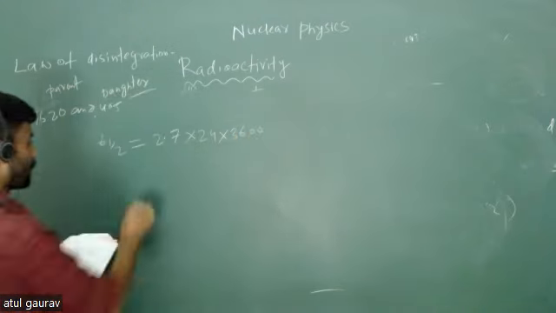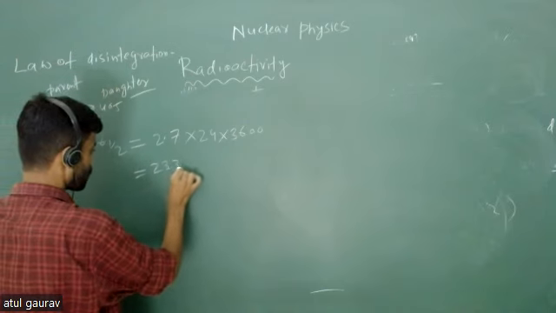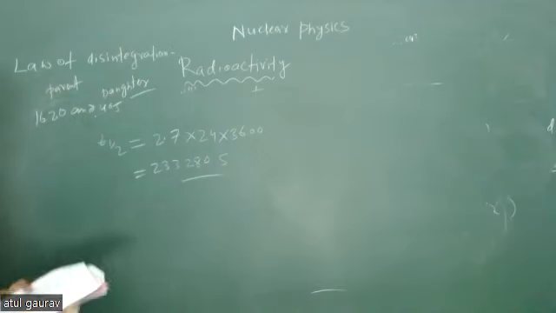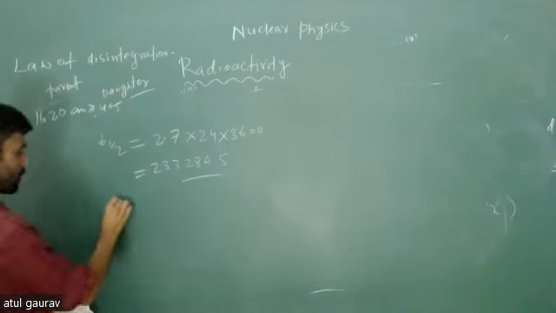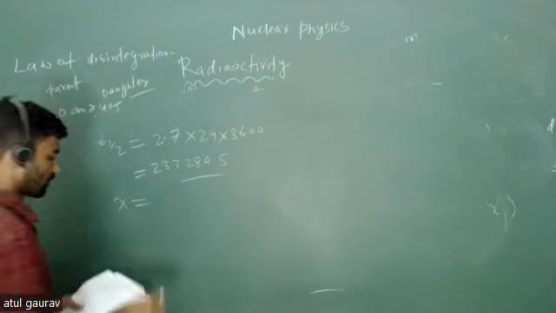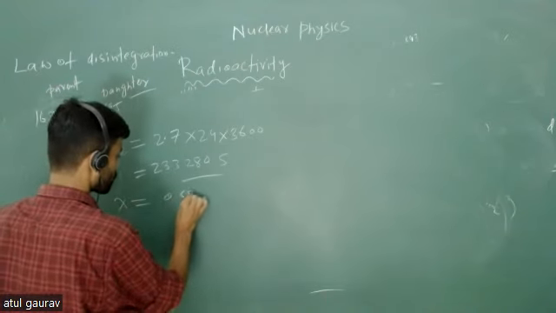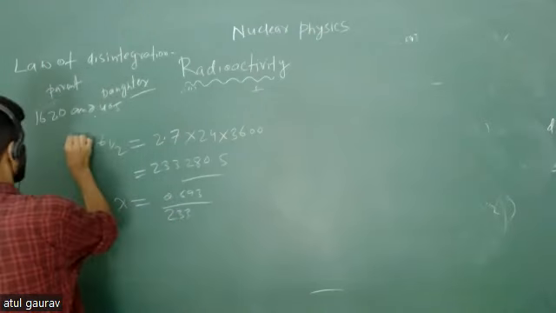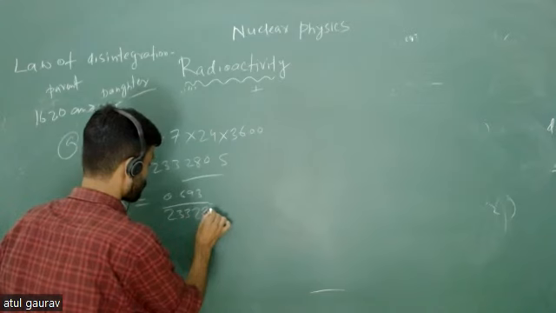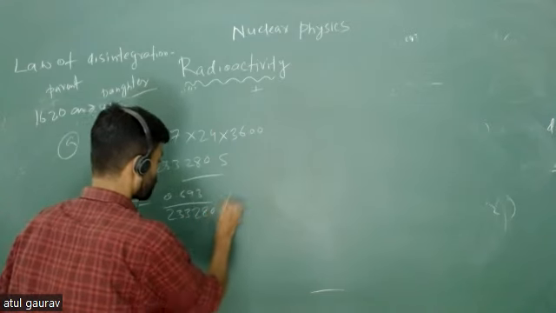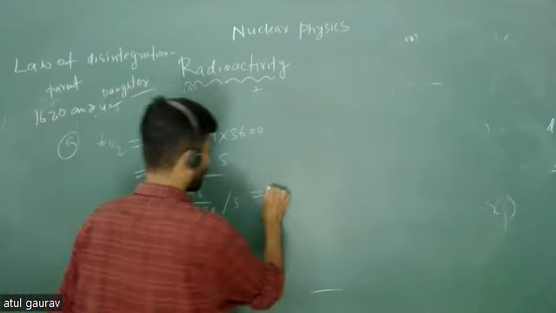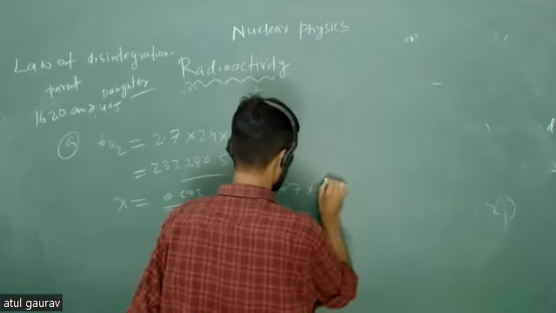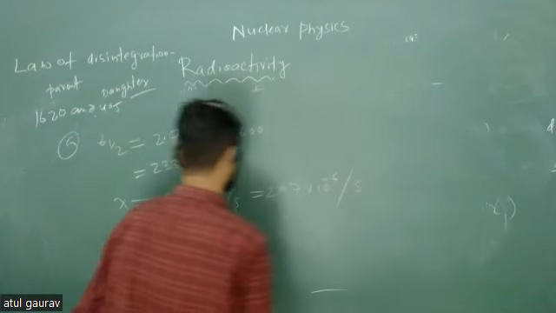Okay, so if you calculate it, you will get 233,280 second, right? Now you can calculate lambda. This is decay constant equals 0.693 by 233,280, and of course that unit will be per second. So it will be 2.97 into 10 to the power minus 6 decay per second.